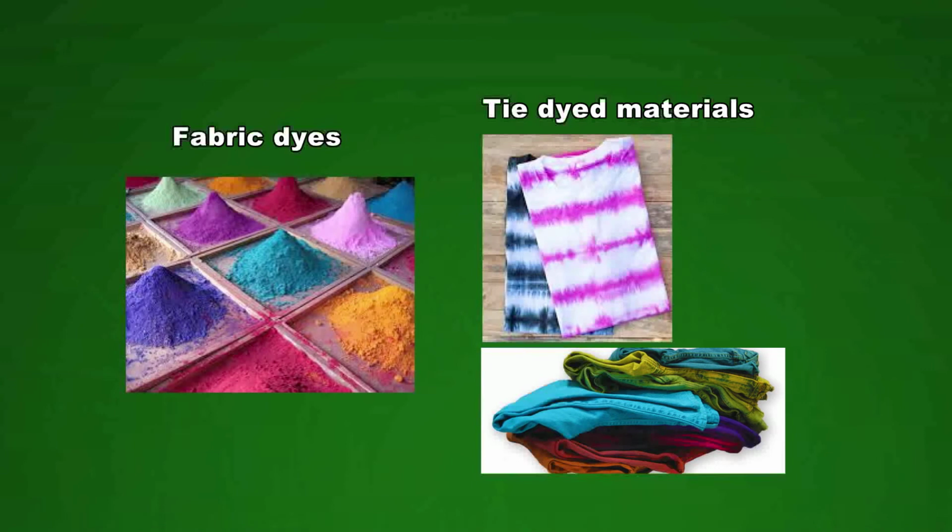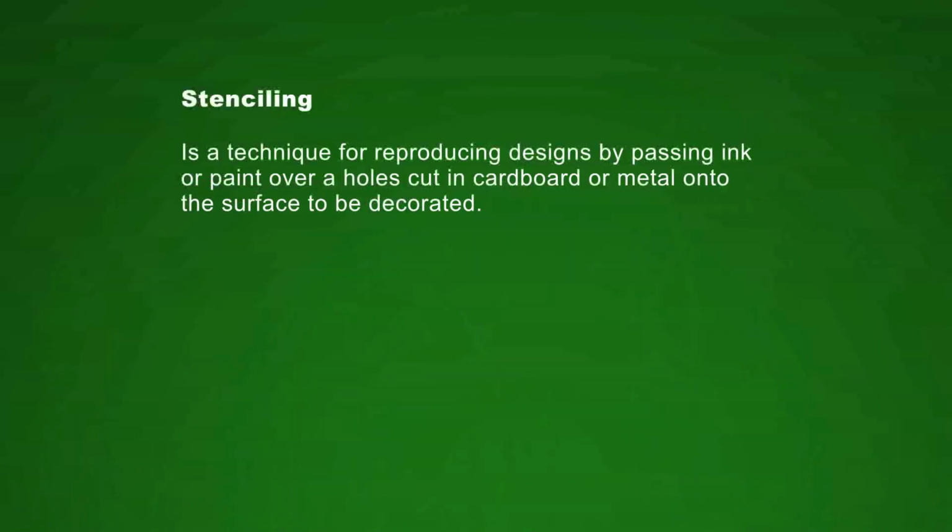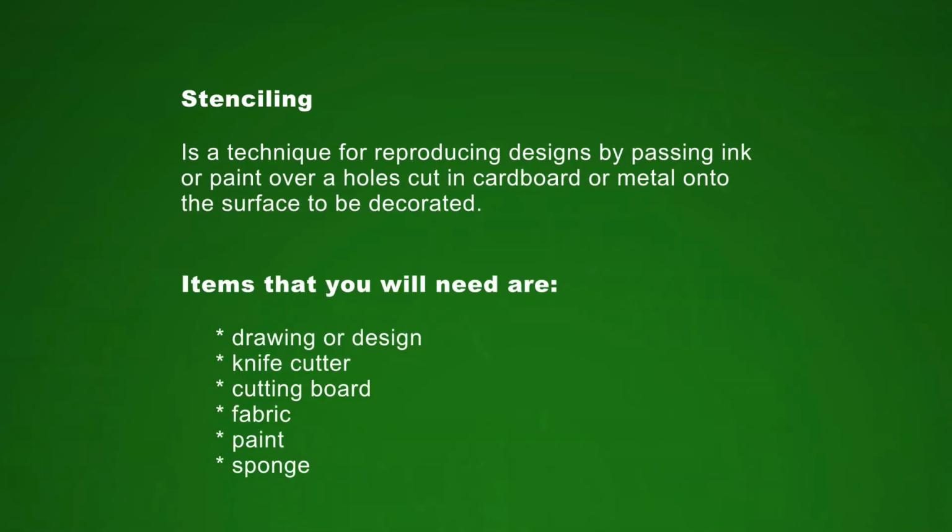That was tie-dye. Let's look at stencil printing. Stenciling is a technique for reproducing designs by passing ink or paint over holes cut in cardboard or metal onto the surface to be decorated. Items needed are drawing or design, knife cutter, cutting board, fabric, paint, and a sponge. Let's learn how stenciling is done.